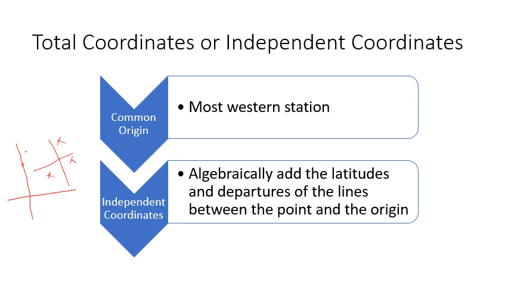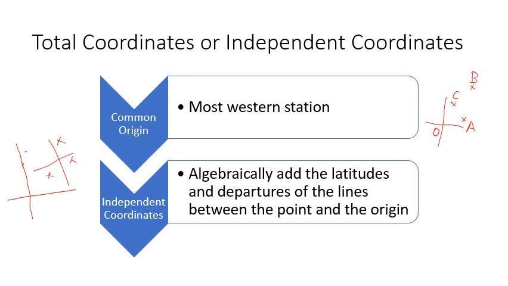So anyway, to get your total or independent coordinates, you have to algebraically add the latitudes and departures of the lines between the particular point and the origin. For example, to get the total coordinate of the various positions in the plot, what do you have to do? Here there may be a point. This is O, this is B. We have a position C like that. So this is your origin.